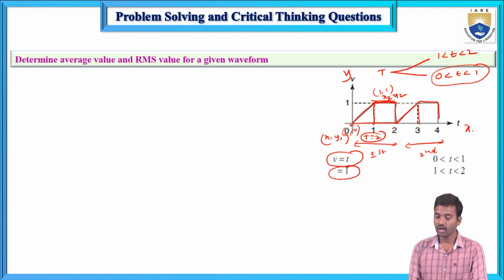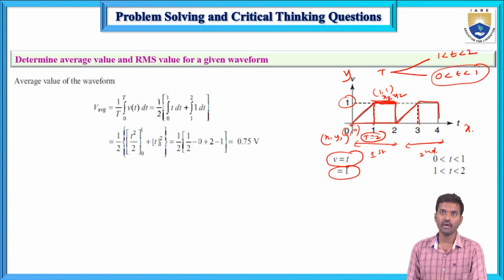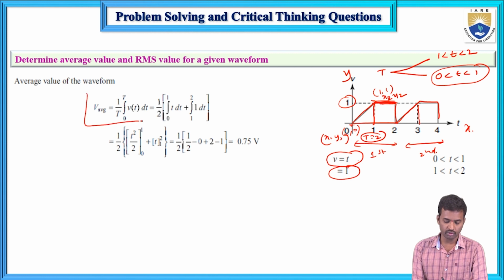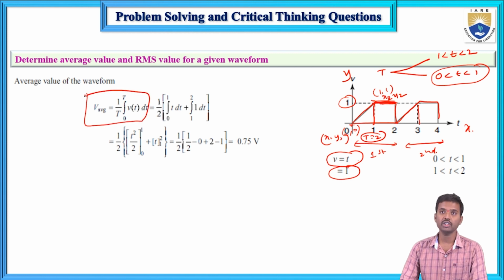So this equation is horizontal to the x-axis. That value is 1, and this one is 1 by 1 into t. So v of t equals t only. Now you can substitute in the average value formula. This is the average value formula: V average equals 1 by T, integral 0 to T of v of t dt, that equals 1 by 2.